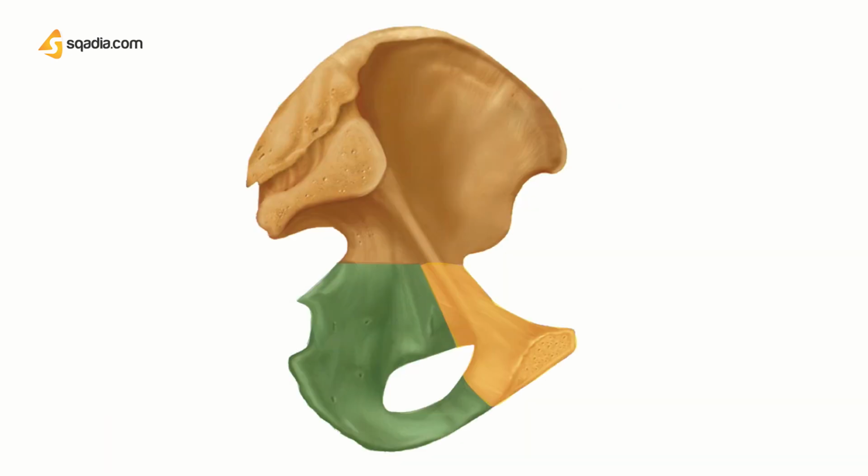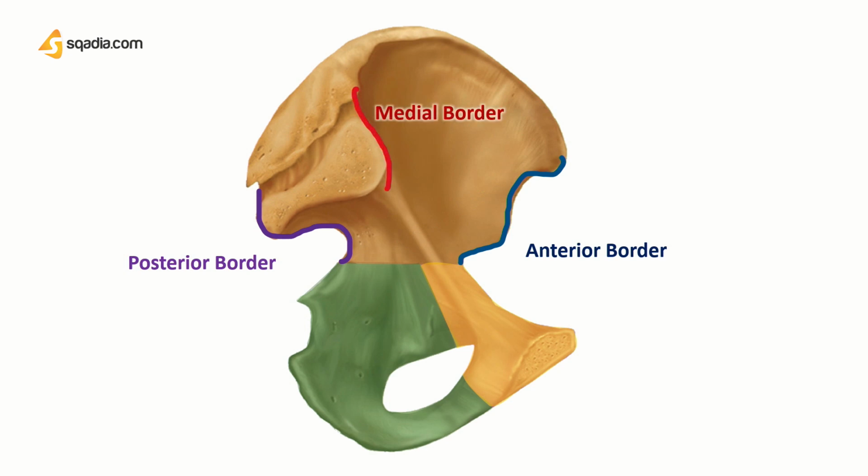So let's summarize all the borders that we have discussed so far. First of all, the anterior border, which is facing towards the front side. Then we have the posterior border present at the back. And then we have the medial border, which is facing towards the midline of the body. Now, coming to the surfaces, we have a gluteal surface, which is the outer surface, and an inner surface, which is known as the pelvic surface.